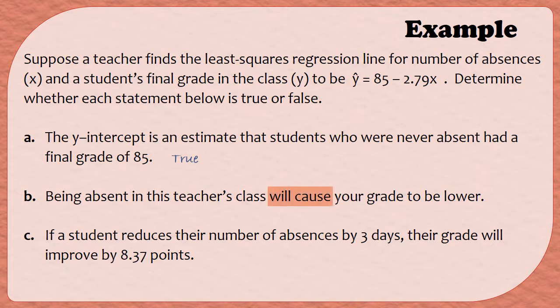Will cause. Remember, one of the most important things you can learn in a statistics class is that correlation is not causation. Just because two things are correlated does not mean that it is cause and effect. There's no statement here that says the teacher has an attendance policy where absences cause your grades to decrease. Maybe this is just a relationship that the teacher's noticing because students who miss class miss information and assignments, and so their grade tends to be lower. So this one is definitely false.